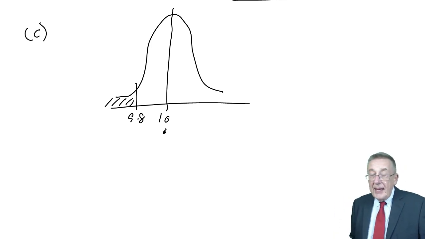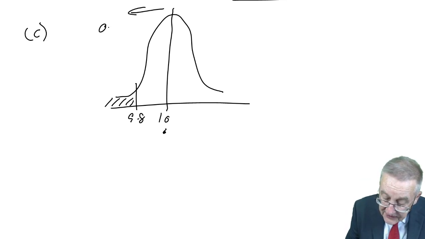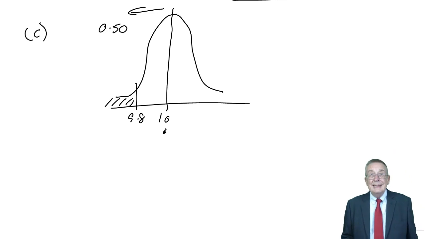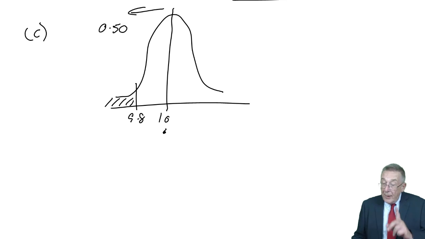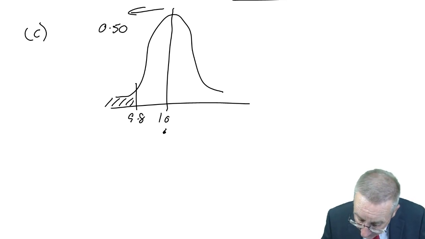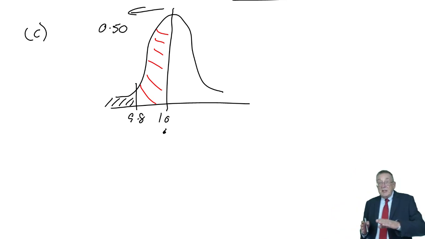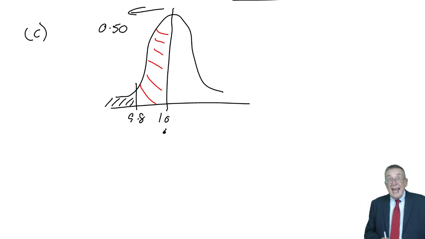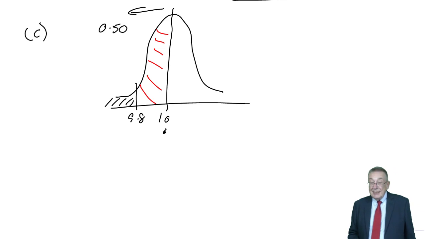Now I know, remember, it's symmetrical, so I know that below the mean is 50% or 0.5. I want below 9.8, but if I can work out that area there, the difference between the mean and 9.8, then subtract from 50%, we've got what we want. So again, you can only look at directly between the mean and some other point.